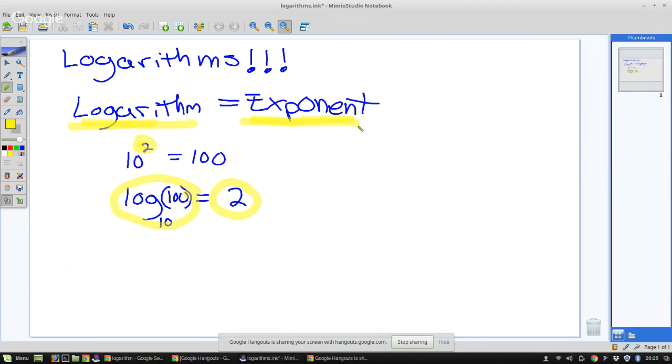Common places you see logarithms are in science. So, for example, you've heard of decibels, how we measure loudness. That's a logarithmic scale. The Richter scale, how we measure earthquakes, is also a logarithmic scale. It measures changes in energy. What else? pH, how we measure the acidity of something.